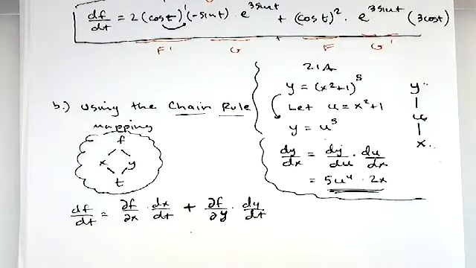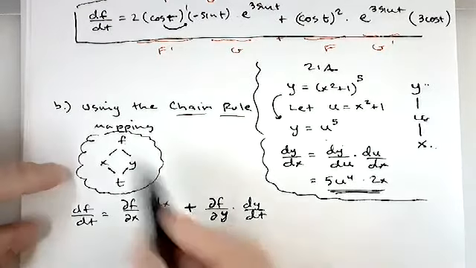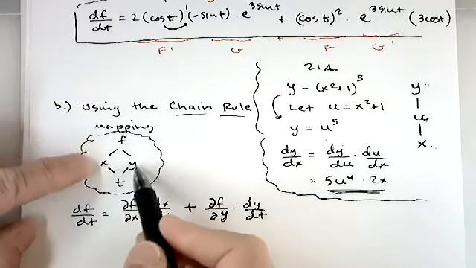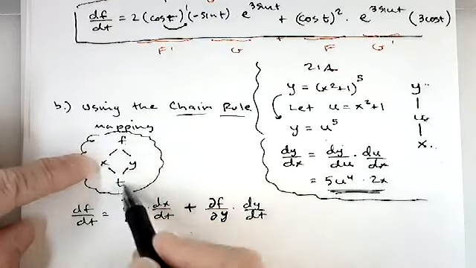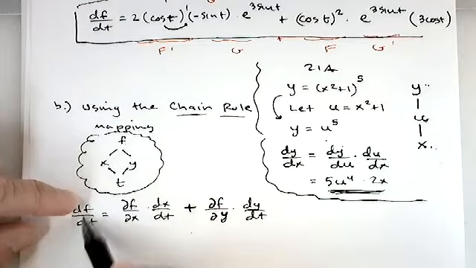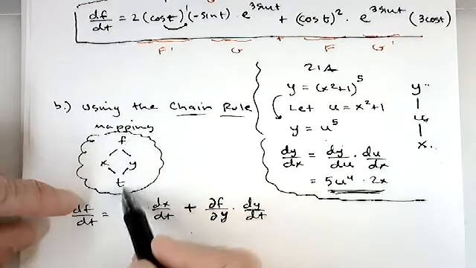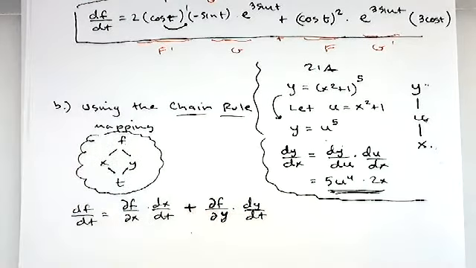The way I like to think of it in my head is why we add: there's two things that affect f, the derivative of f with respect to t. This obviously has some impact on the derivative of f with respect to t, and so does this. So we should combine those, right? We should add them together.